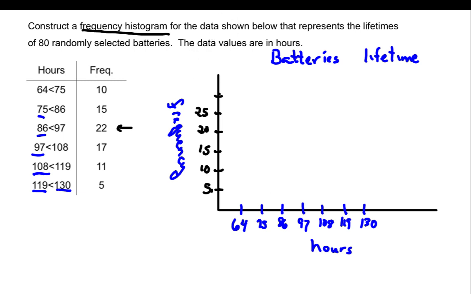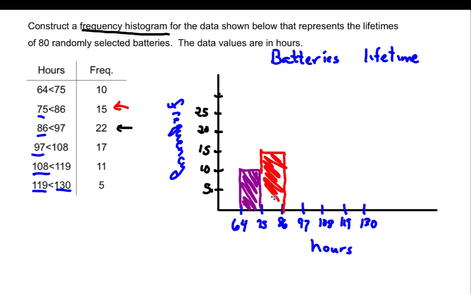And then what you do is you construct bars at each of those classes. So I have a height of 10, so my bar goes up to 10. My class starts at 64 and it ends at 75. So I then draw the bar from 64 to 75 and shade it in. I repeat that for each class. So this one has a frequency of 15, so I draw it at a height of 15. The bar begins at 75 and ends at 86.